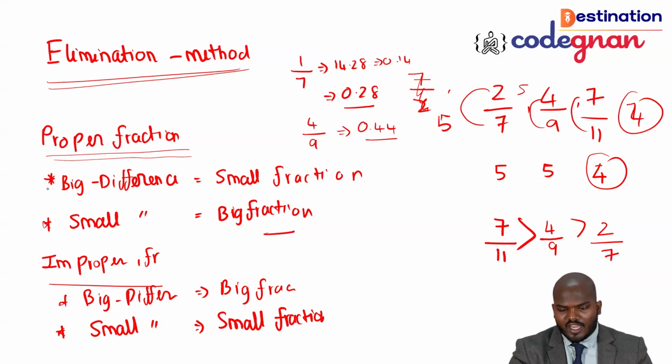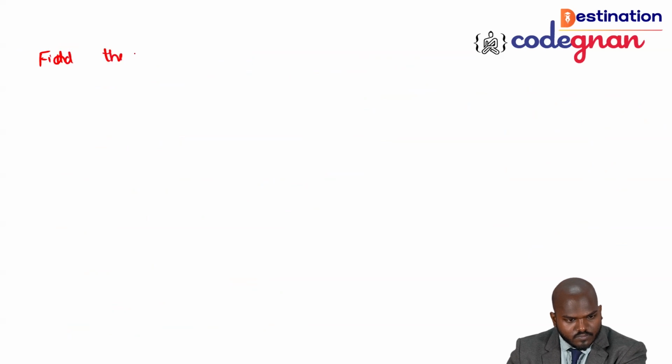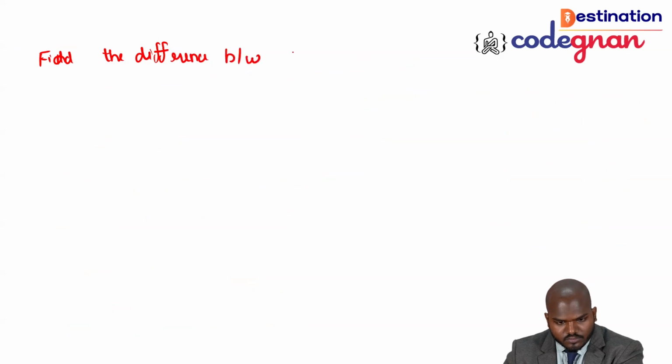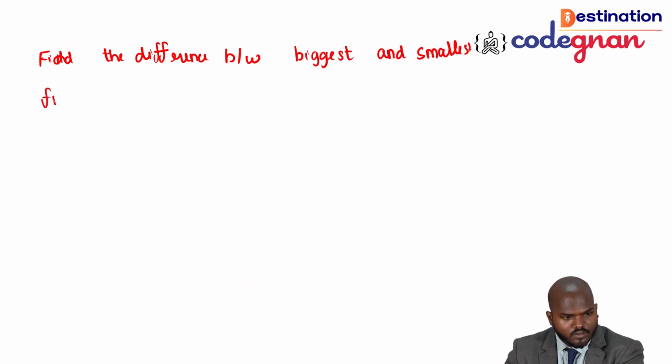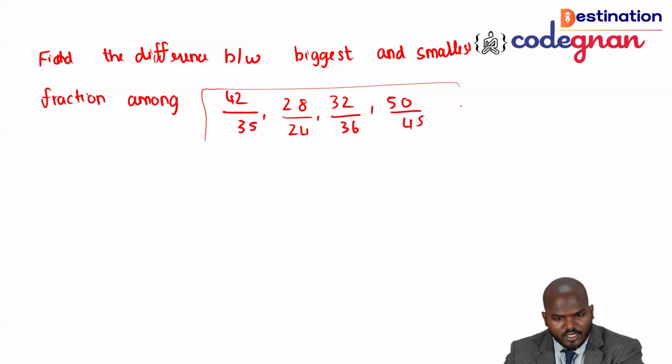Okay. So first, I'll take one of the questions here. The question is: find the difference between the biggest and smallest fraction among 42 by 35, 28 by 24, 32 by 36, and 50 by 45. So this is my question here.